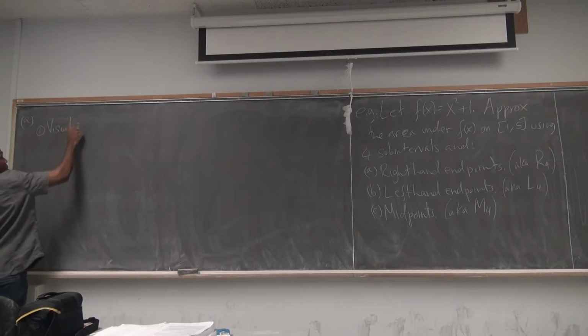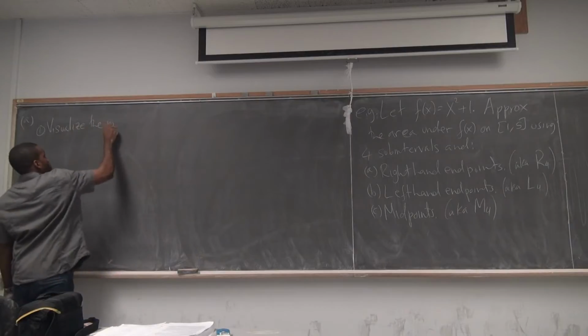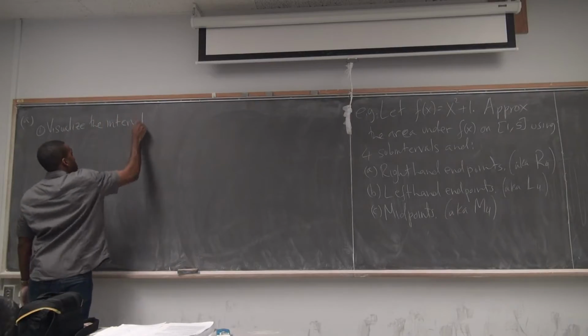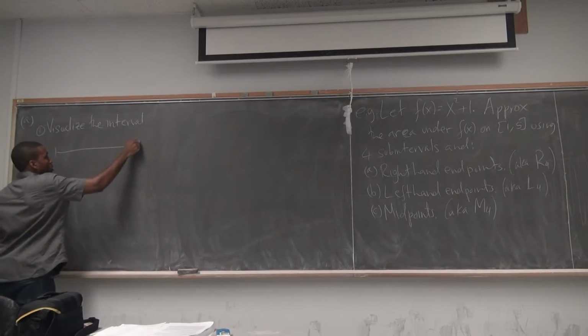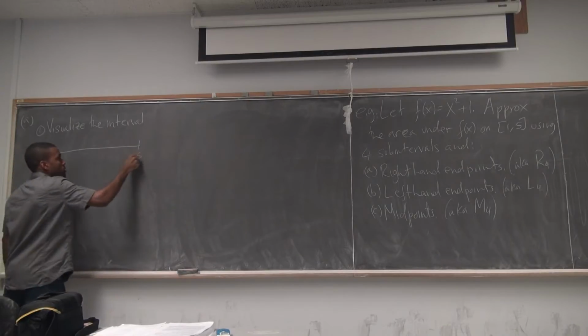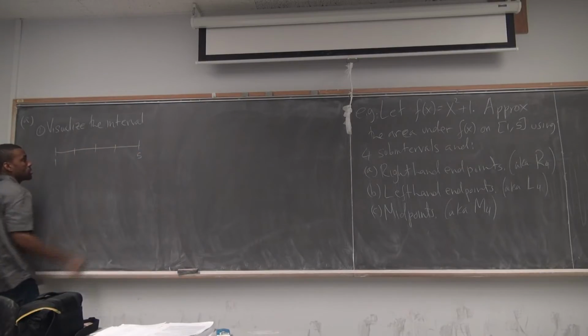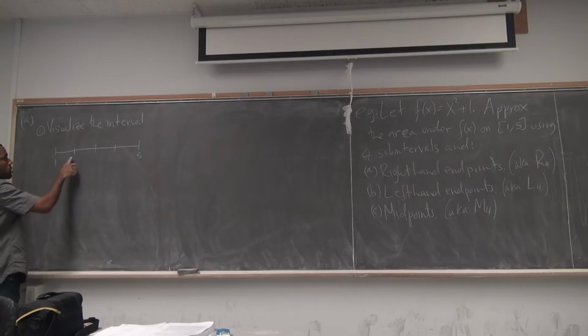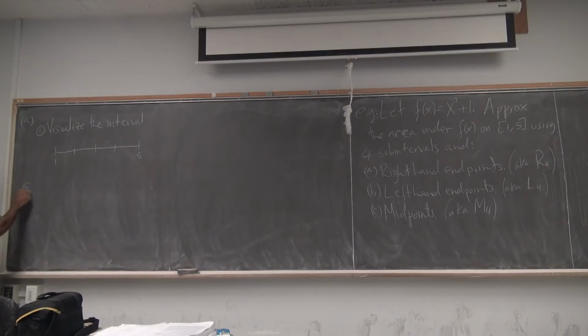Which I highly recommend that you visualize the interval. So boom, you draw that, here's 1, here's 5, you want to cut it into 4 sections. Right? So you're going to need to figure out each of those. Right? Using the formula. So the second thing you're going to do is you're going to figure out delta x.